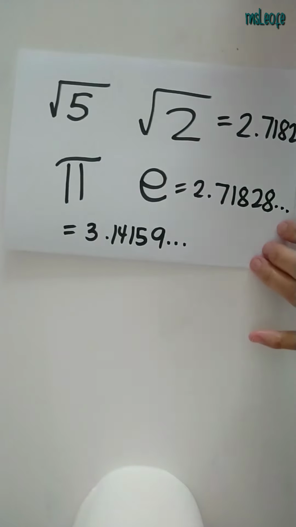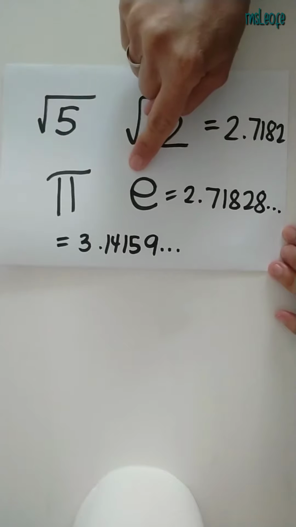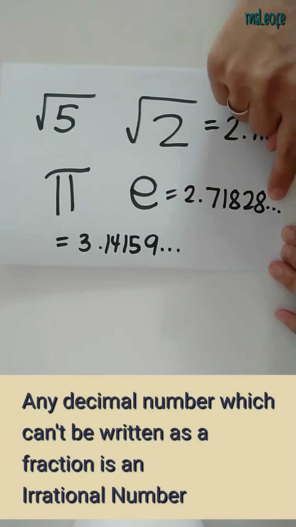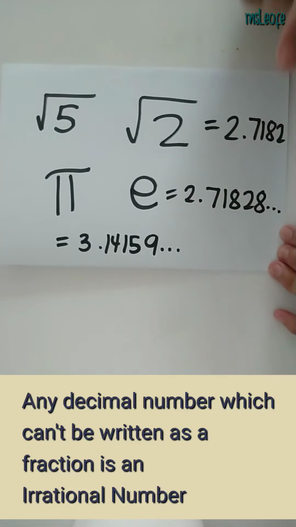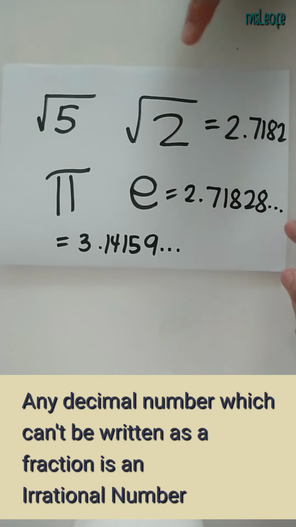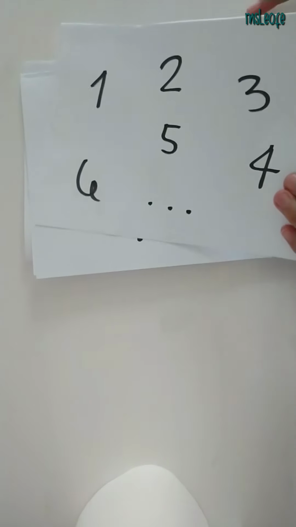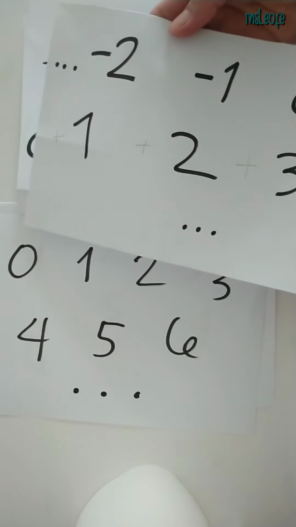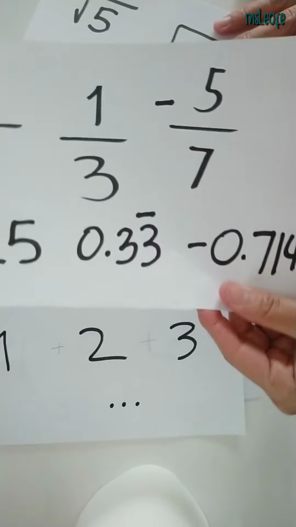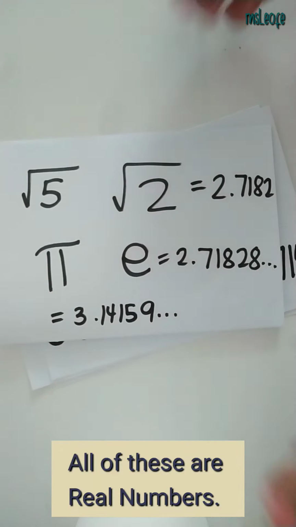Now we have numbers in this form: square root of 5, square root of 2, e, the value of e is 2.71828, ... There are still more. Pi, and the value of pi is 3.14159, ... These numbers are called irrational, which means that they cannot be converted or transformed in a ratio or a fraction form. Now, all these numbers, the natural numbers, the whole numbers, the integers, the rational numbers, and the irrational numbers, these are all what we call real numbers.